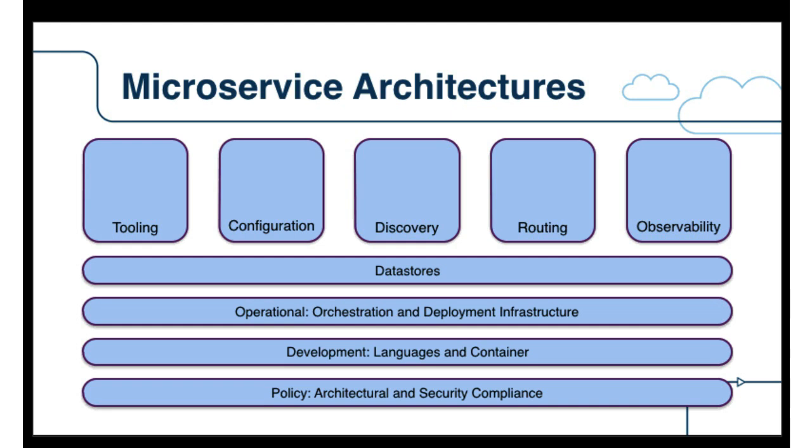In this diagram, there's a sort of blank template. The way I think about this is, in order to decide on a microservice architecture, you have to put names of things, products, tools, open source projects, services in every single one of these boxes and think about them.